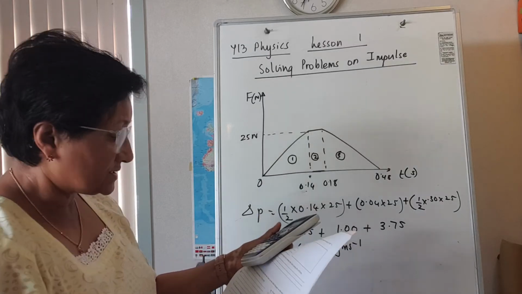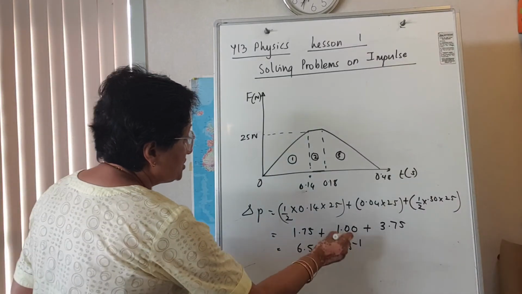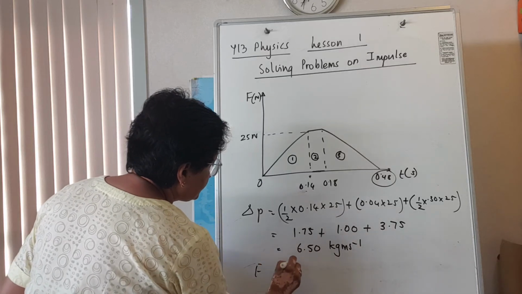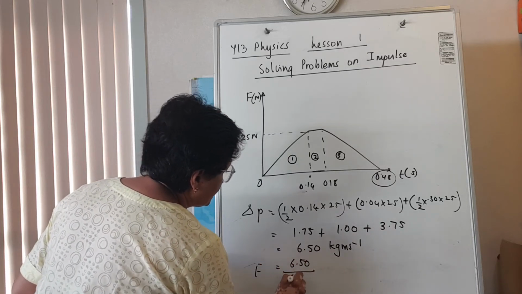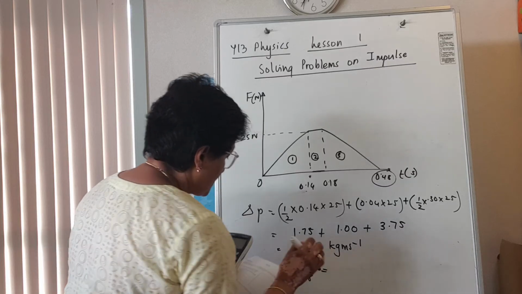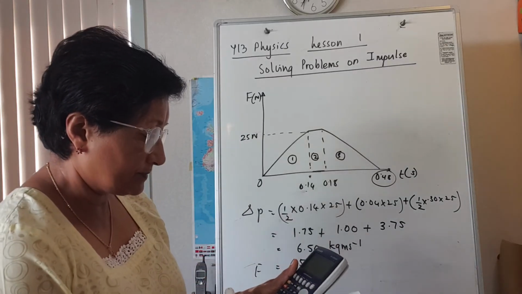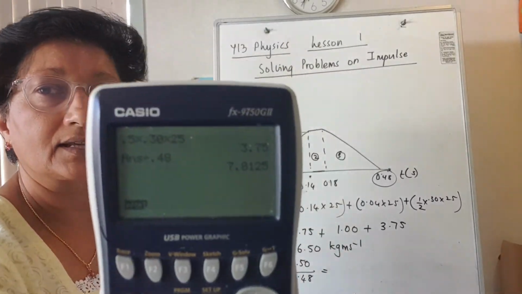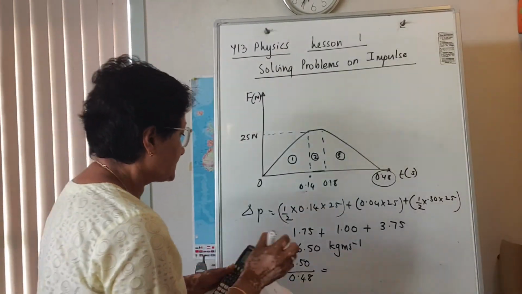And again, what is the average force? So change in momentum divided by the total time. So 6.50 divided by 0.48, which is the total time. I end up with 7.81 newtons.